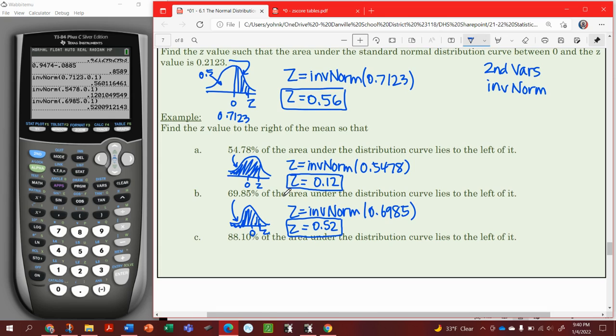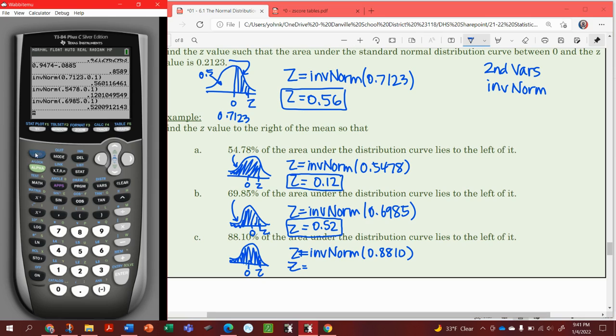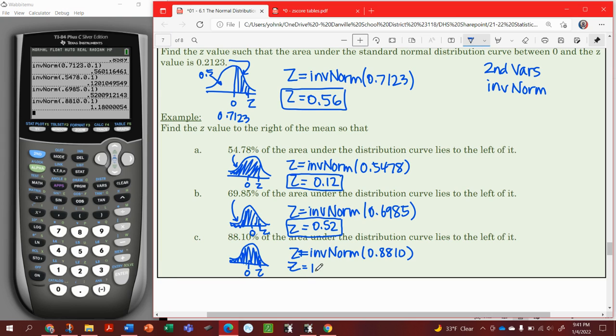Okay, last one. If I have 88.10%, we put 0 here, we put z here. I expect this to be a fairly high z-score, maybe in the ones. So I want to inverse norm 0.8810. So inverse norm 0.8810. And I get 1.18.